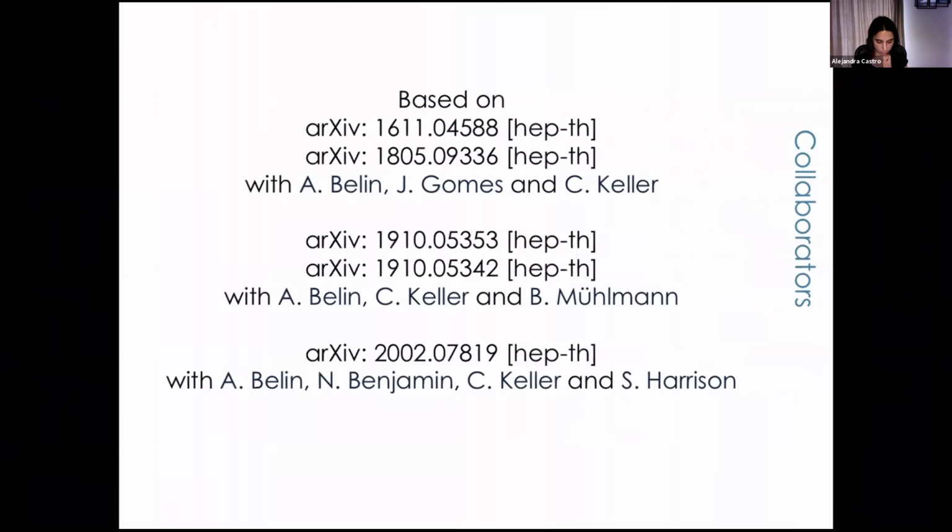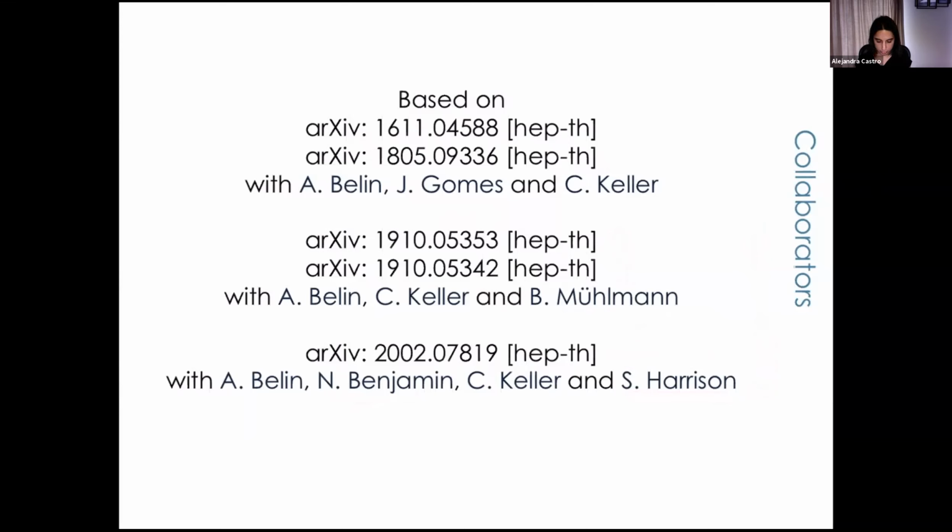We've been working on this for a couple of years, back from 2016 with Alex Belin, Joao Gomes, and Christoph Keller. But most of the talk today is going to be focused on these last 3 papers, 2 from 2019 and this one from this year, from February. In particular, Alex and Christoph are also part of the collaboration. There's my PhD student, Beatrix Mühlmann. She's going to be applying for postdocs again this fall. And in this last paper, it also involves Nathan Benjamin and Sarah Harrison.